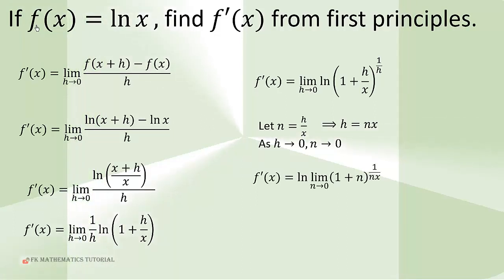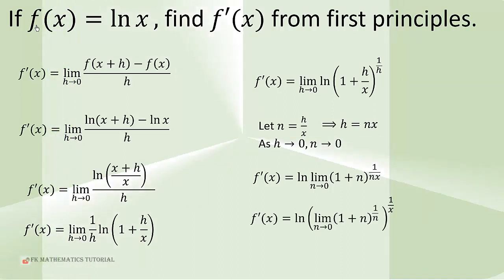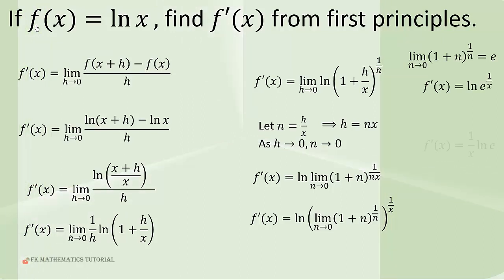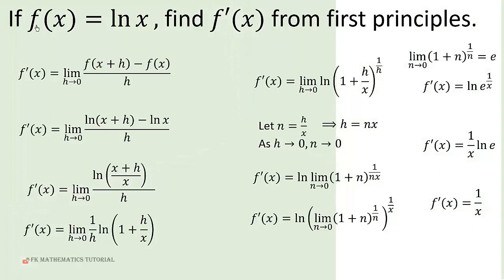Now we use the property of exponent: a exponent mn is equal to a exponent m, all exponent n. So we use the property of limit and we substitute to get 1 over x as the derivative of natural log of x. Now let's take our time to go through it.